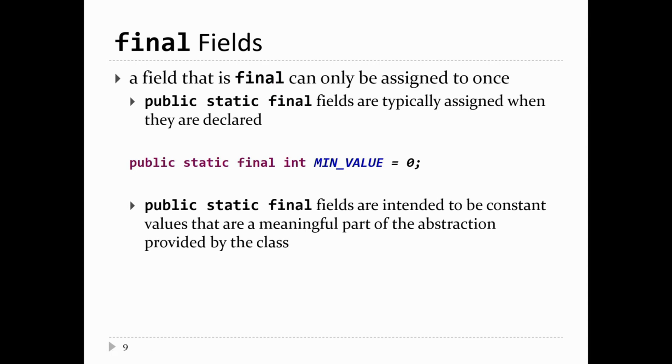If you have a field that's final, that means you can only give it a value once. And so public static final fields are typically assigned when they are declared. So min value gets the value 0, and its value is always 0 in this case.